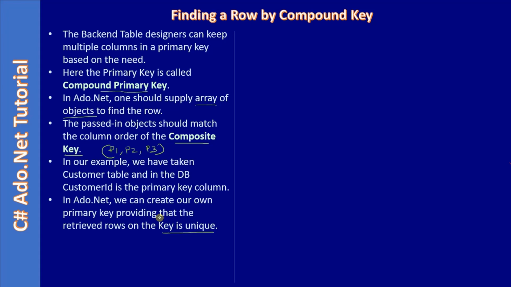And in the backend table, we already checked that the composite key, that means the contact title as well as city, when combined together, they are unique. So we take those two columns as a good example for a composite primary key from the front end perspective, that means the ADO.NET perspective.